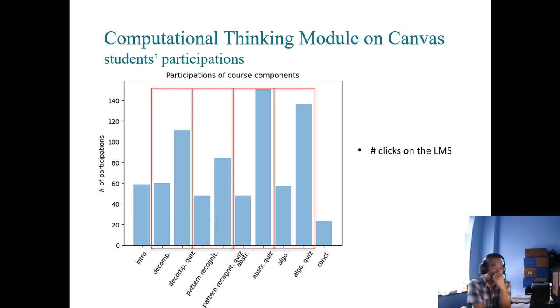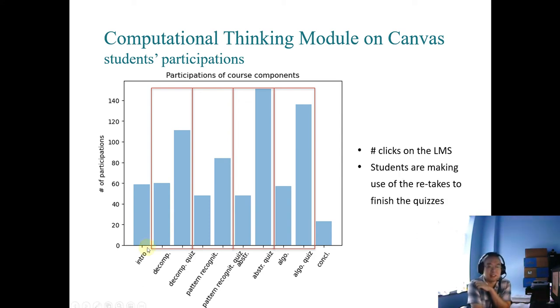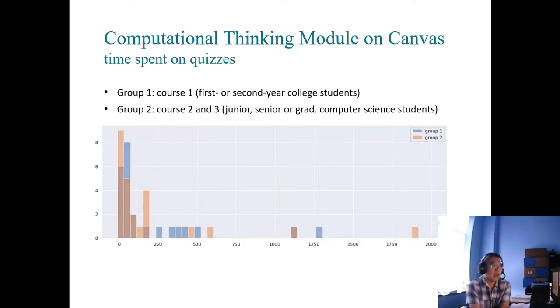As you can see, students tend to have more clicks on the quizzes, of course, because we allow students to do retakes. For some of the harder quizzes, for example abstraction and algorithm, you can see students doing a few more retakes. So it seems the students are making use of the retakes to get all the questions correct. Another thing we are interested in is the time spent on the quizzes. The x-axis shows the number of minutes the students spent on the quizzes in total.